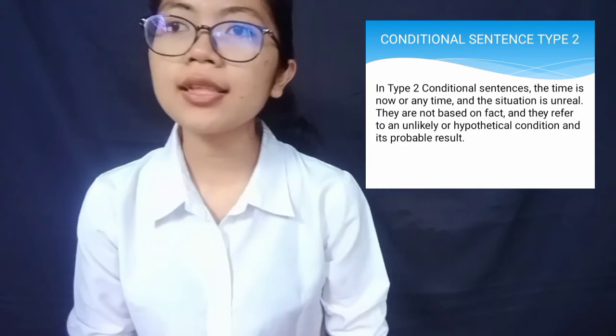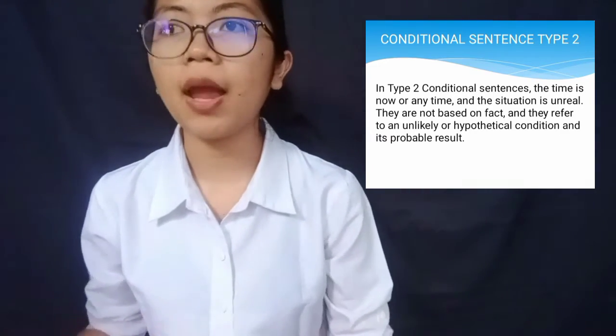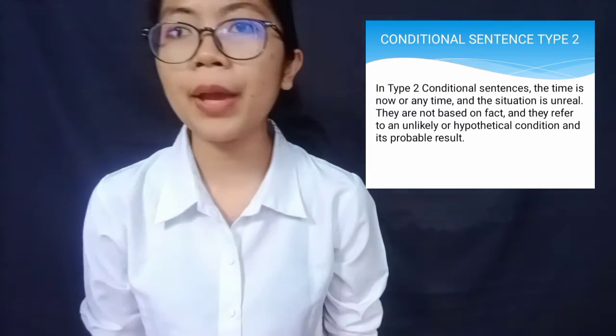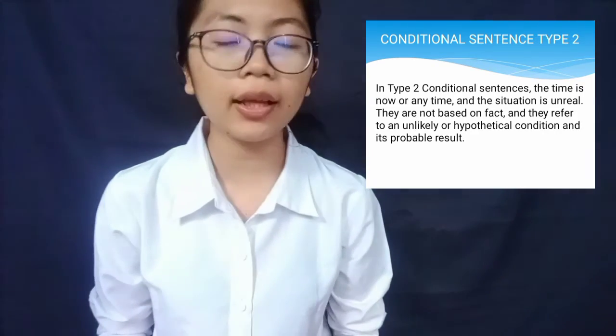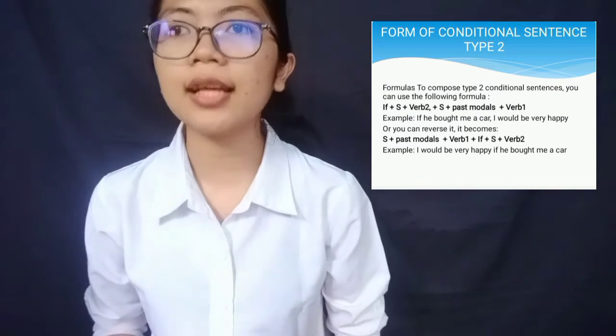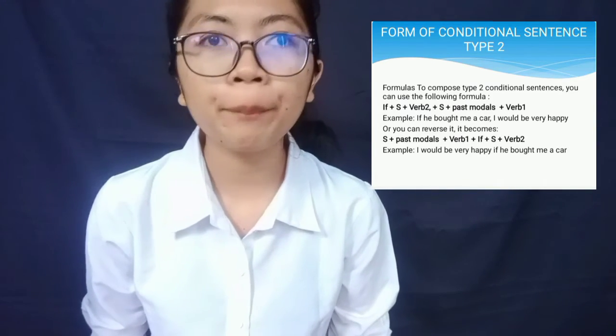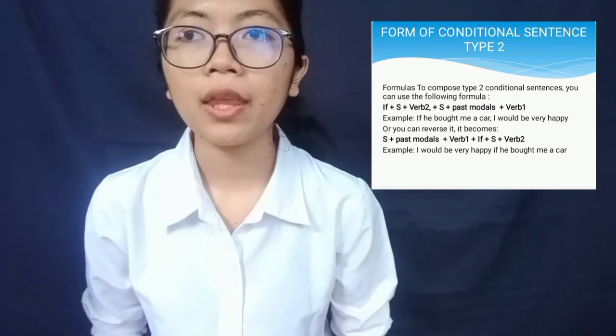We move to conditional sentence type 2. For conditional sentence type 2, the time is now or anytime and the situation is unreal. They are not based on fact and they refer to an unlikely or hypothetical condition and its probable result. The formula to compose a type 2 conditional sentence is if plus subject plus verb 2, comma, subject plus past modal plus verb 1. For example, if he bought me a car, I would be very happy.